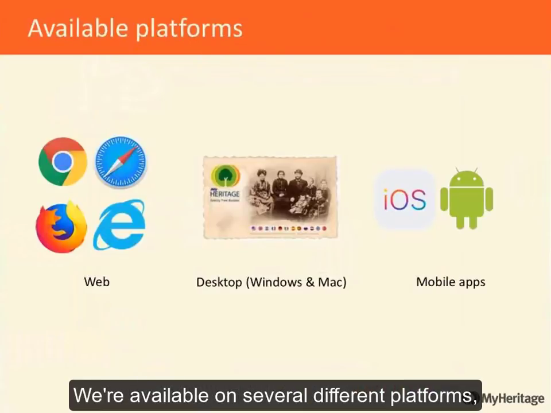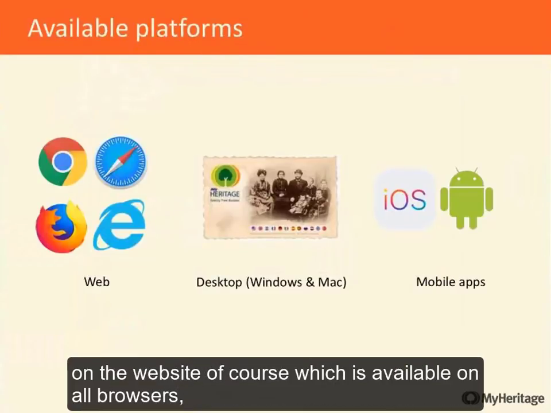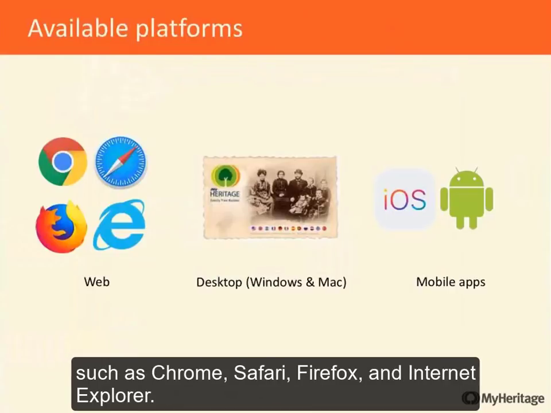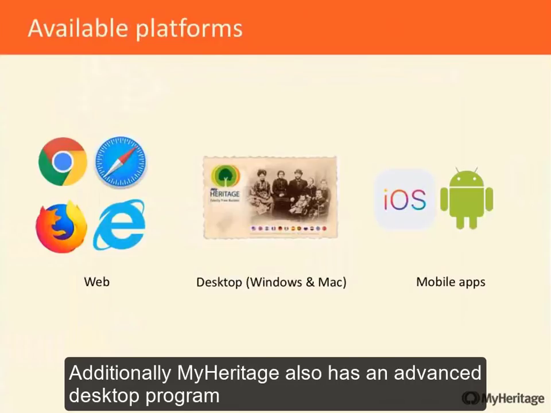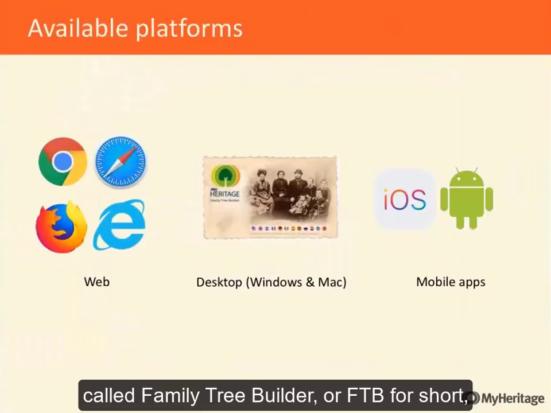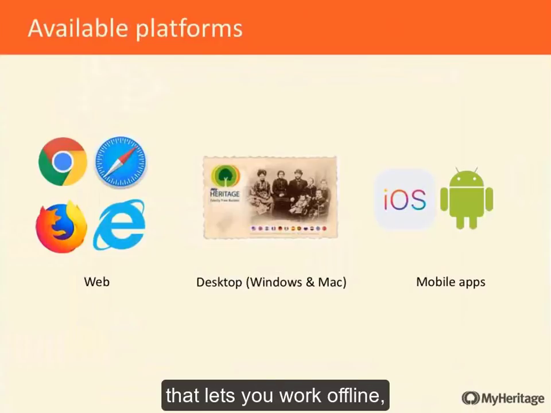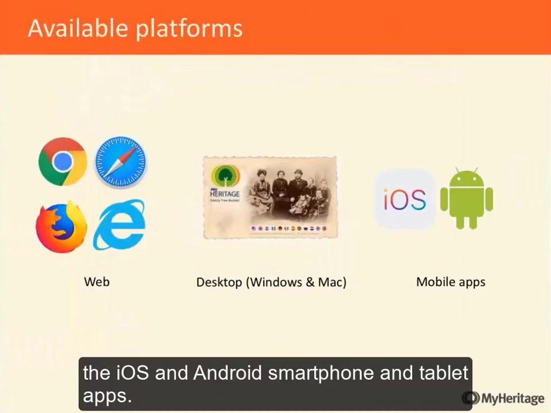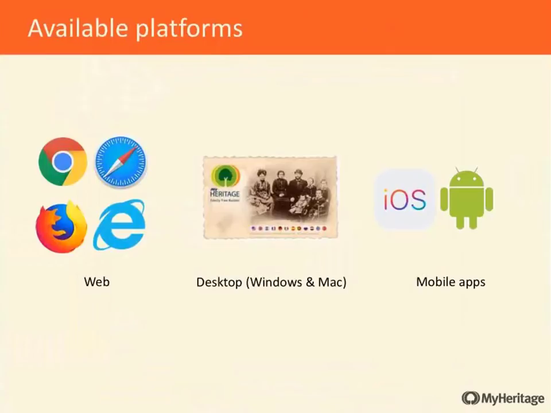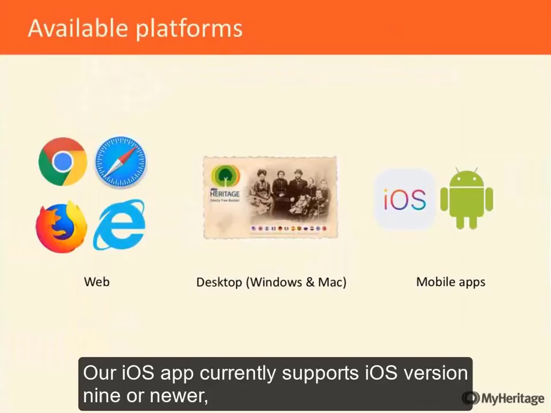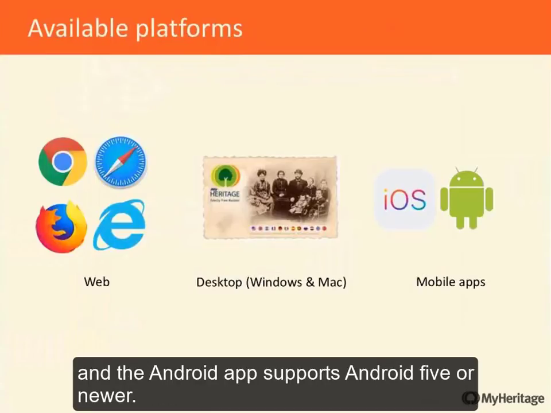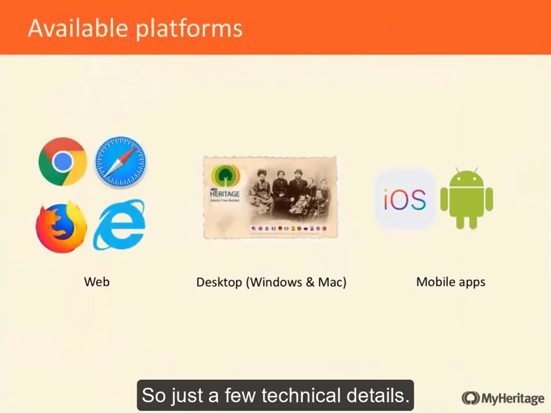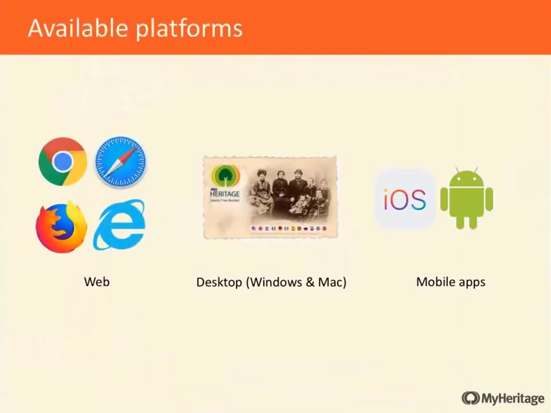We're available on several different platforms. On the website, of course, which is available on all browsers such as Chrome, Safari, Firefox, and Internet Explorer. Additionally, MyHeritage also has an advanced desktop program called Family Tree Builder, or FTB for short, that lets you work offline. And the platform we're here to talk about today, the iOS and Android smartphone and tablet apps. Our iOS app currently supports iOS version 9 or newer, and the Android app supports Android 5 or newer. So just to get the technical details over.